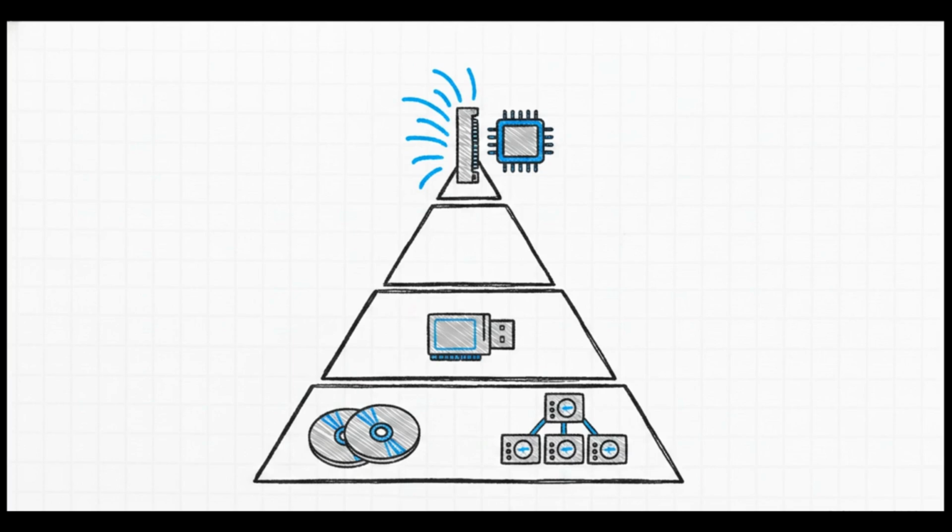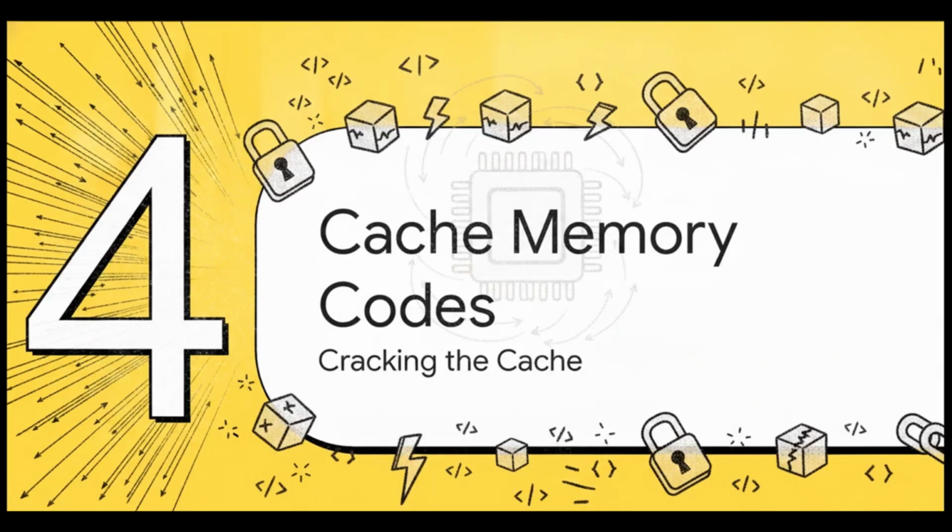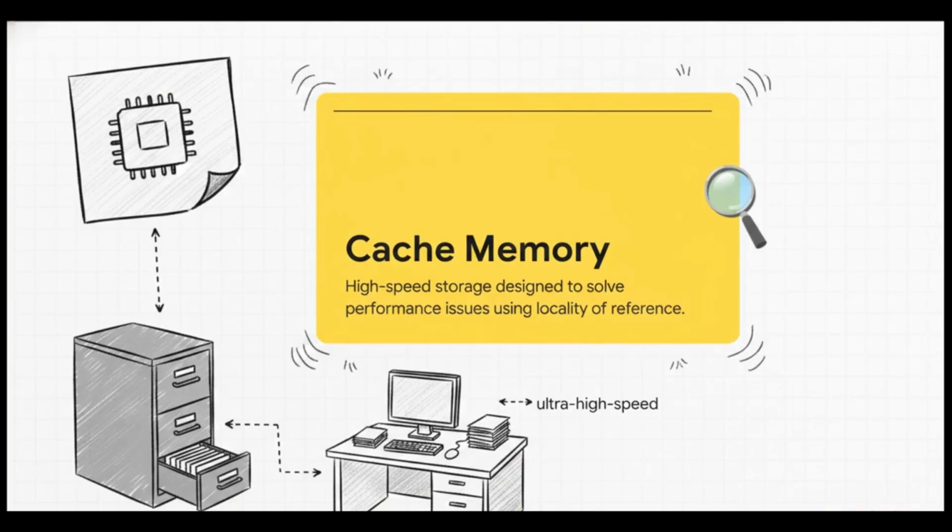To give the computer the illusion of an endless, instantaneous memory pool. Okay, Section 4. Cracking cache memory codes. Get ready, because this is the ultimate hack to beat those bottlenecks we just talked about. So even that blazing fast RAM isn't quite fast enough sometimes.